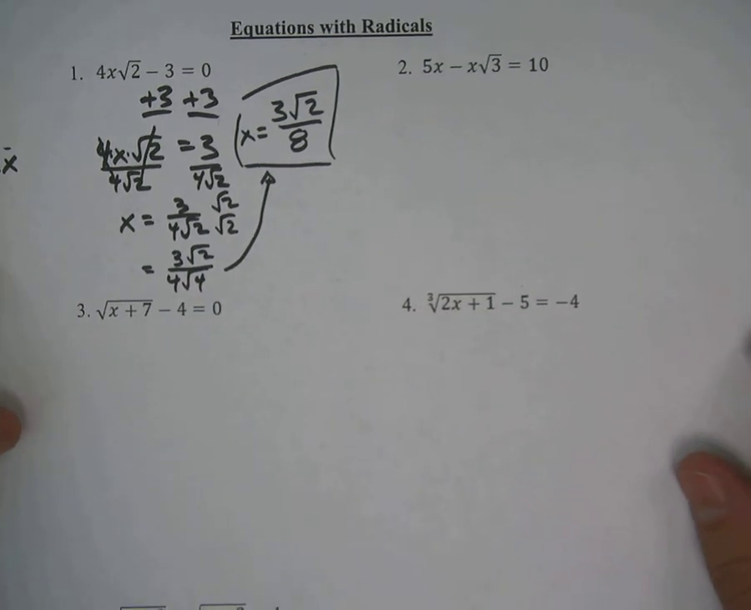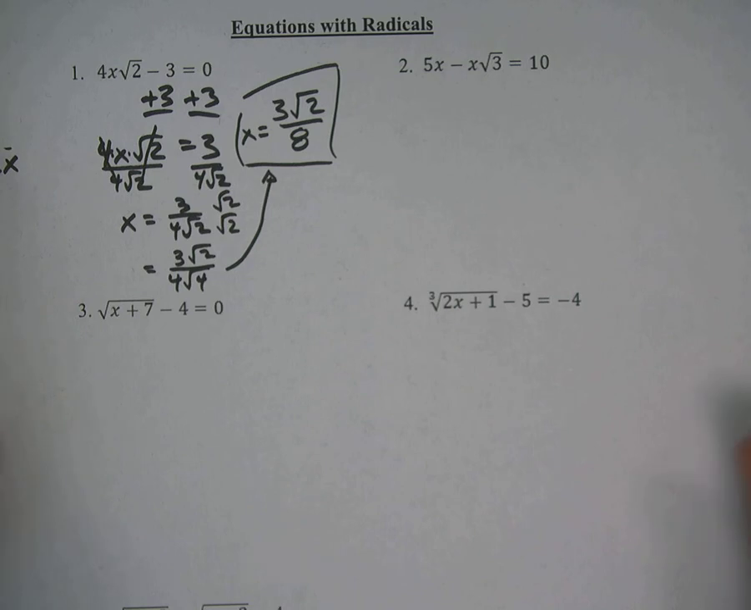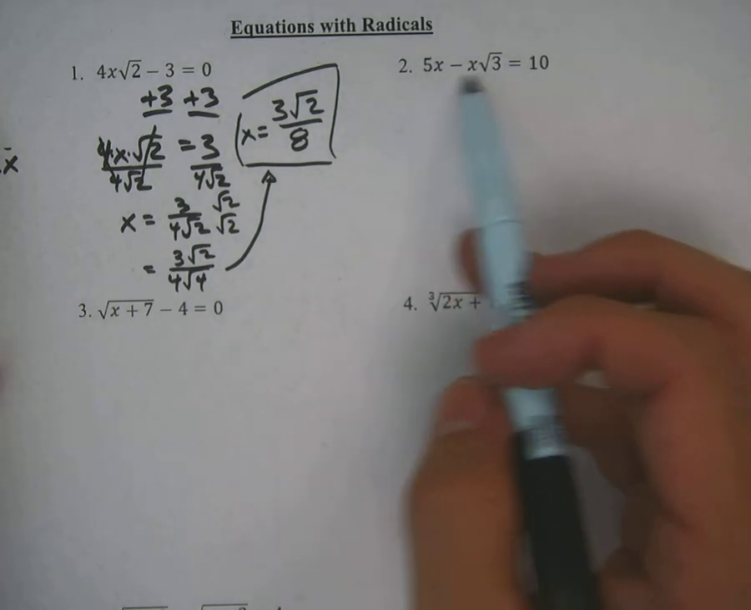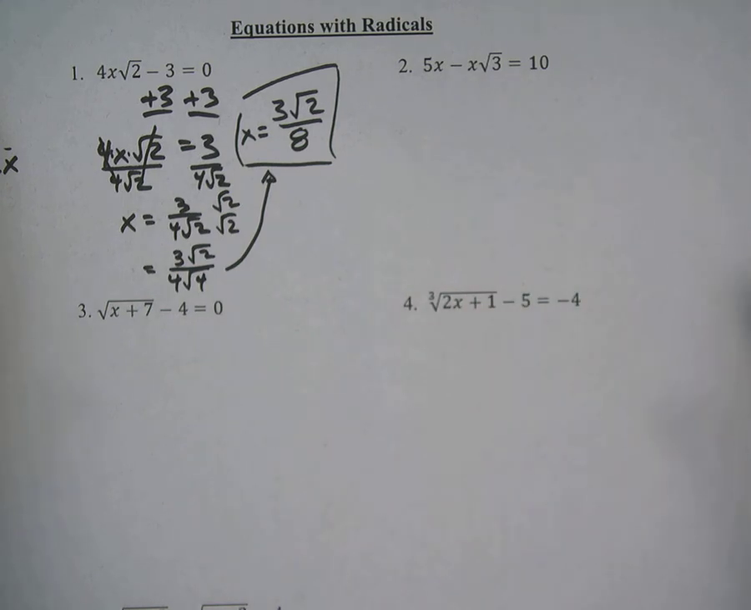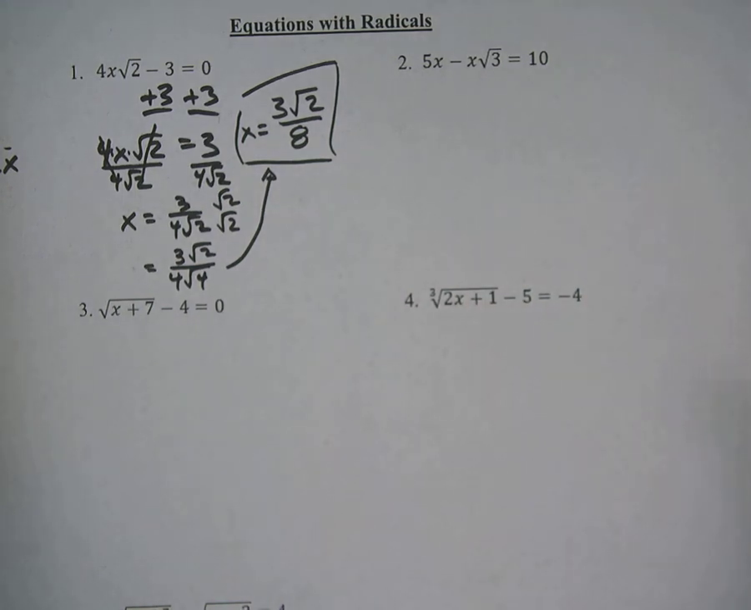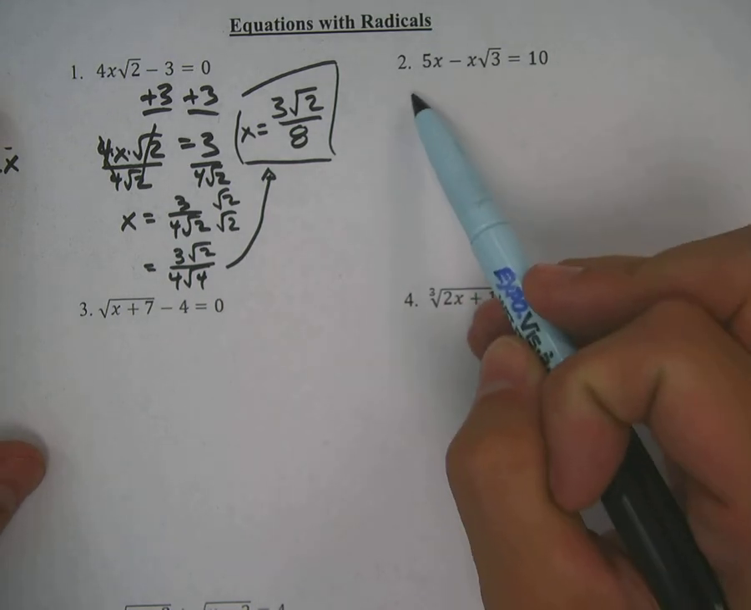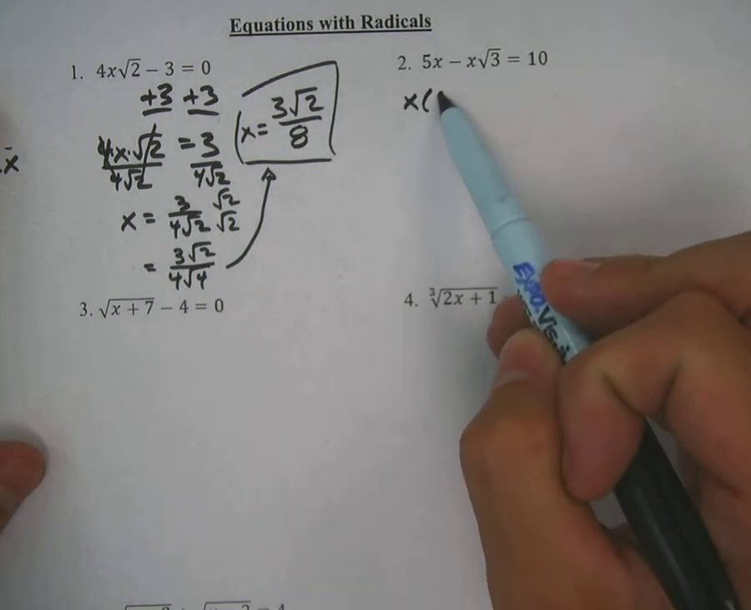Now let's move on to another type that you'll see occasionally. You notice here on this one, we have 5x minus x root 3 equals 10. You have multiple x's here. So a good strategy when you have multiple x's and they're outside the radical like this is I would just factor out an x.